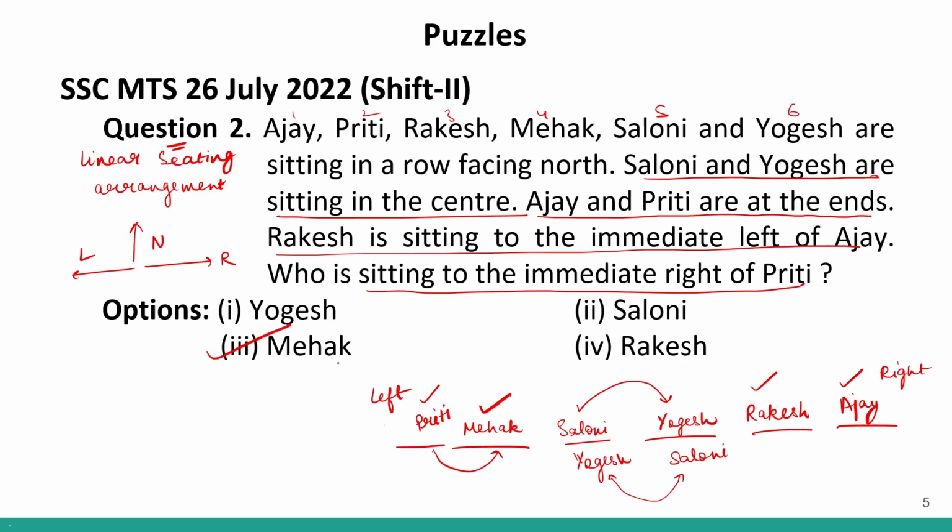Let's say the question asked who is sitting to the immediate right of Mehak. Now, in this case, we will say that the data is not adequate to answer because it could be Saloni or Yogesh. But in this case, Mehak is at a fixed position. Therefore, to the immediate right of Preeti, we will have Mehak. That is option number 3. So, option number 3 will be the correct answer to this question. Clear?